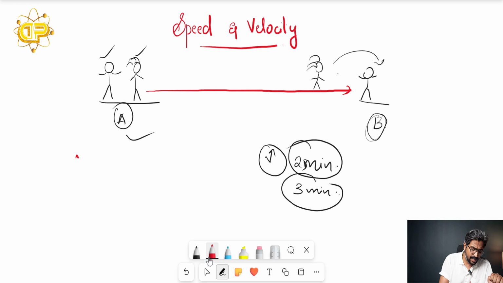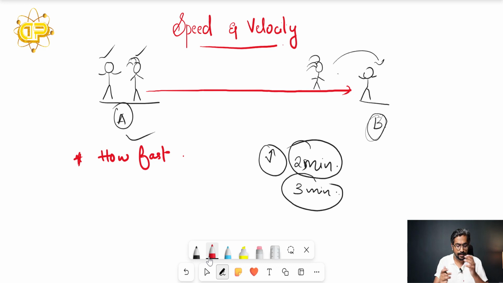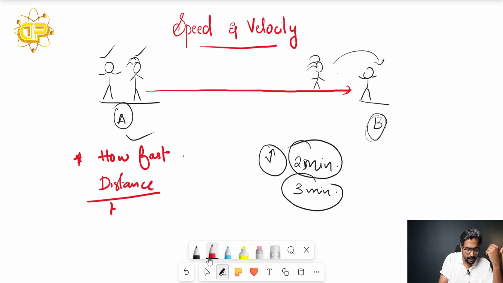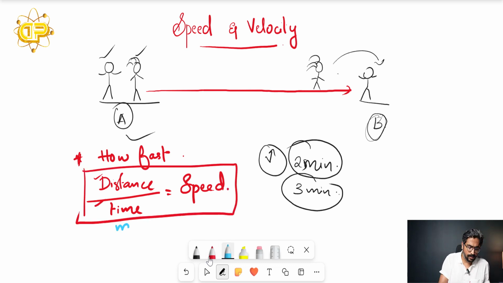Speed says how fast an object or any person is moving from one point to another, or how much distance is traveled per unit time, and that gives you the idea of speed. Okay, so what is the SI unit of speed? Meter per second, right? Time is in seconds.